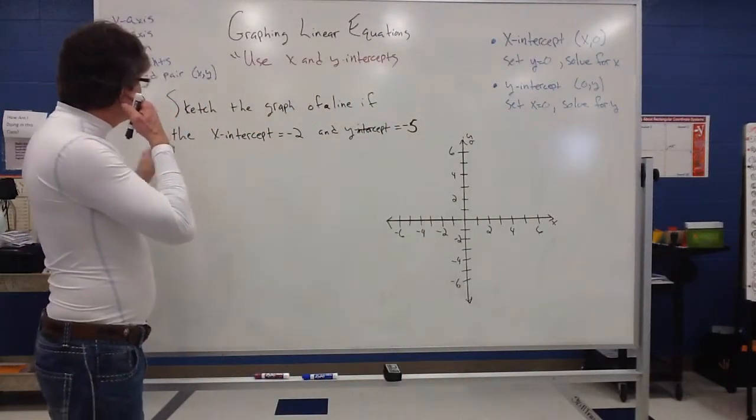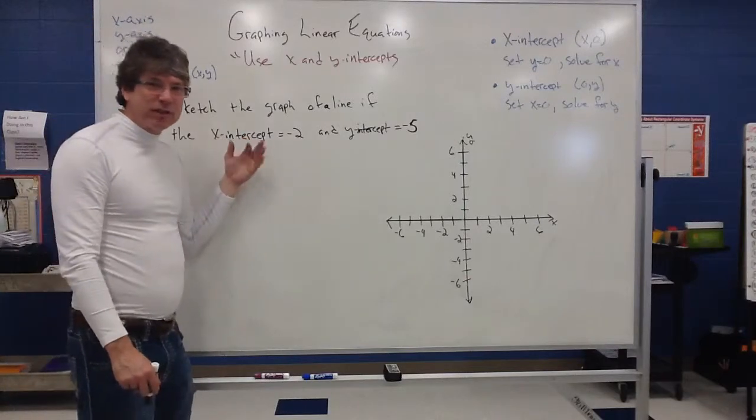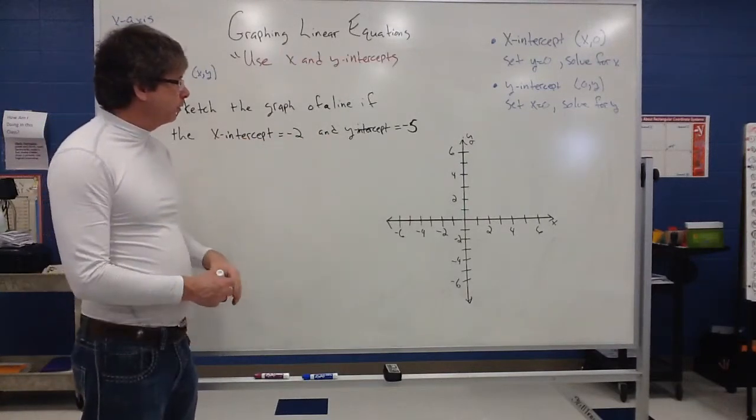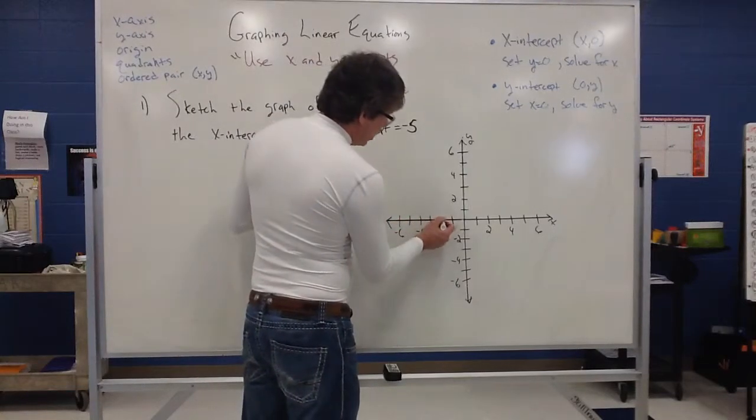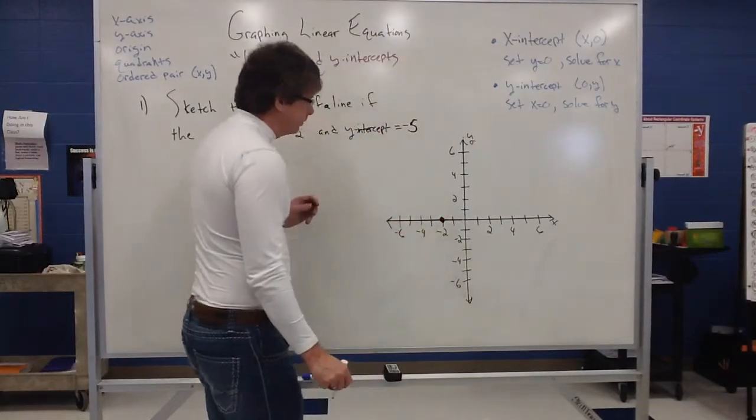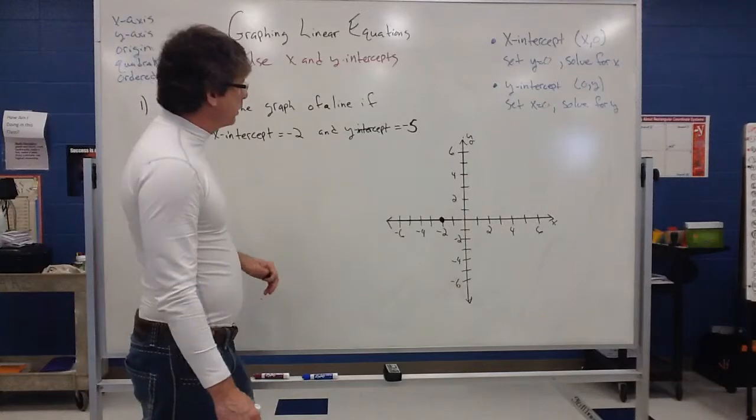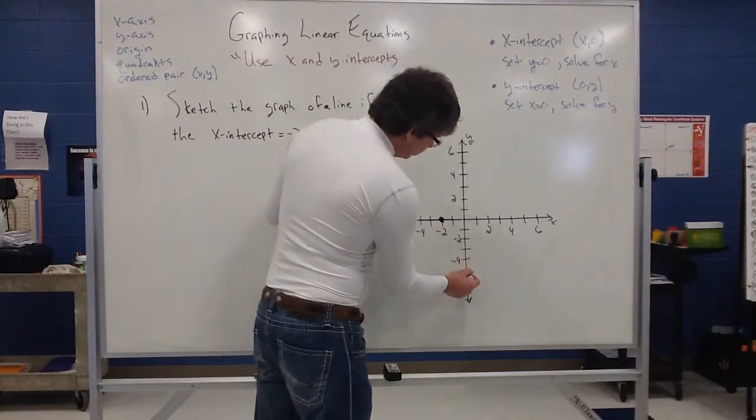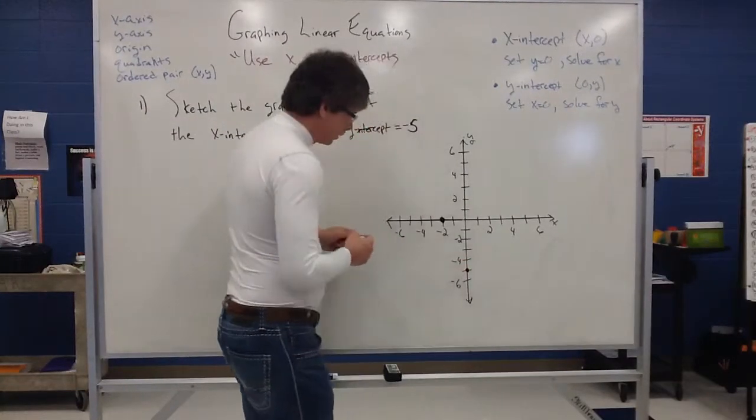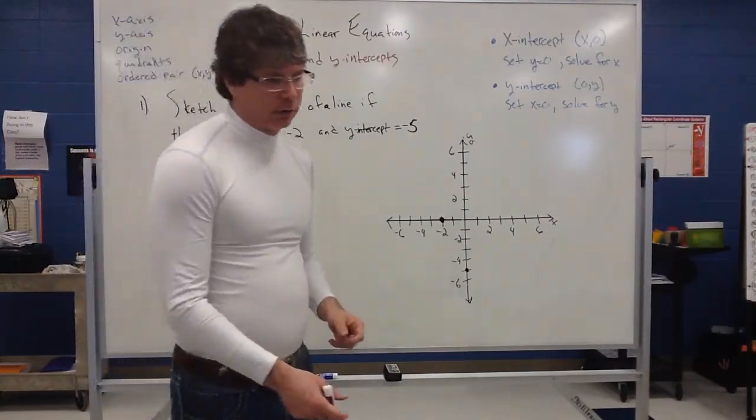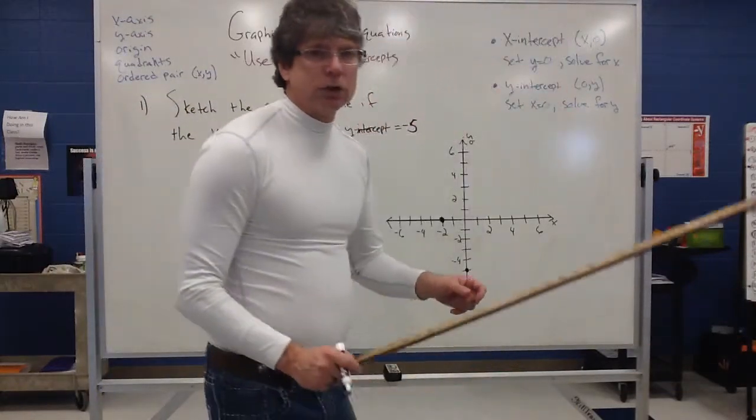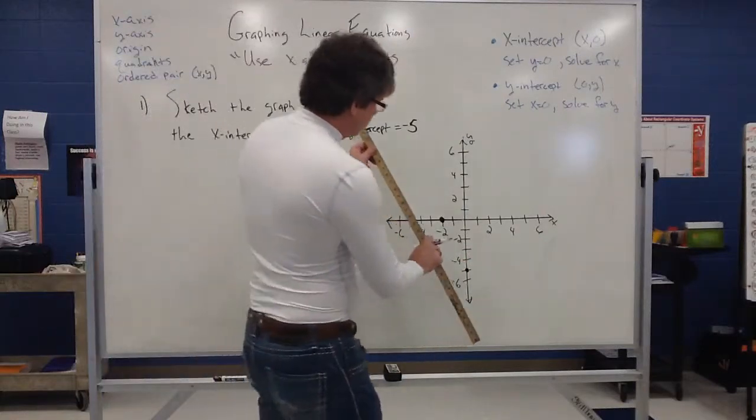So in this particular example, they actually give us the x-intercept and the y-intercept. So all we've got to do is graph these. So -2 means on the x-axis, -2. The y-intercept of -5 would mean on the y-axis, -5. Now, to sketch the graph, we just draw a line that passes through those two points.